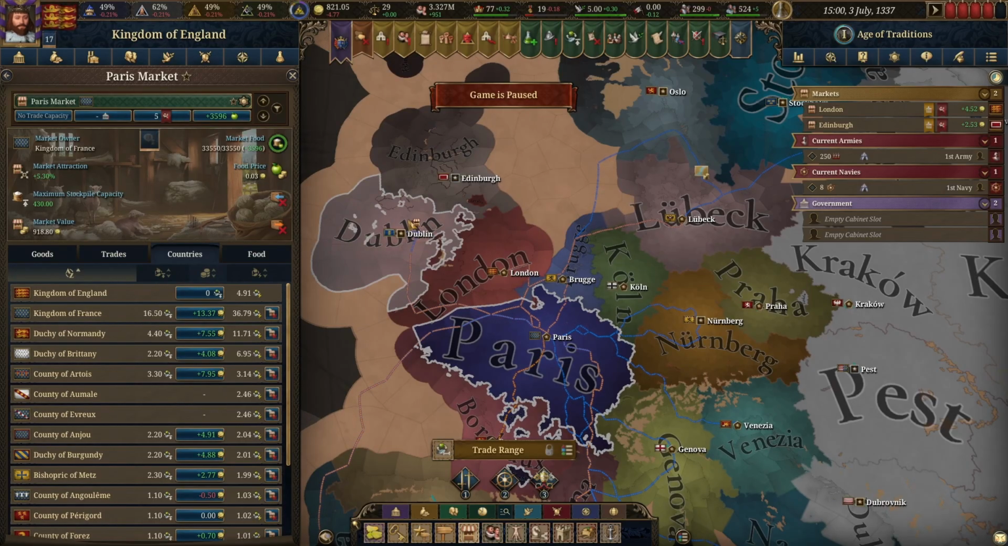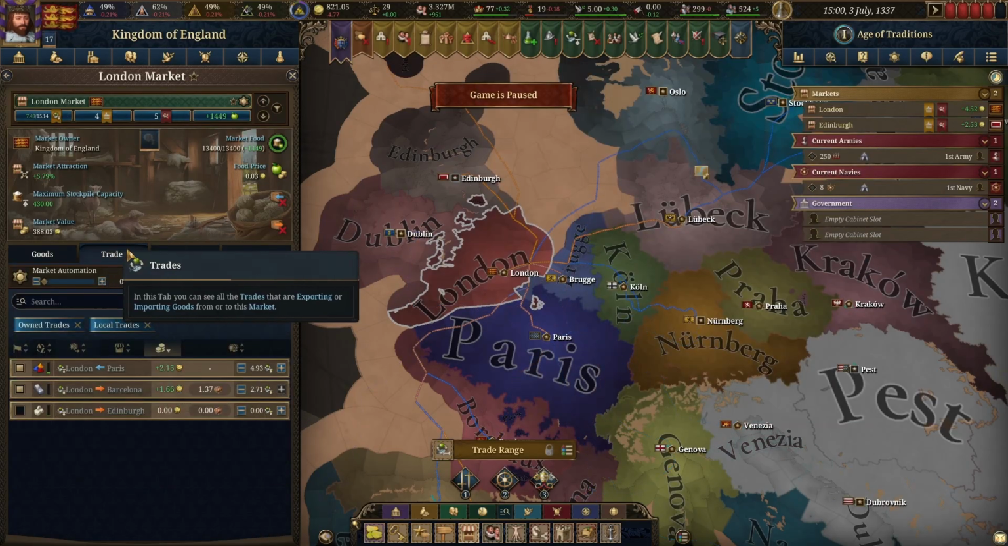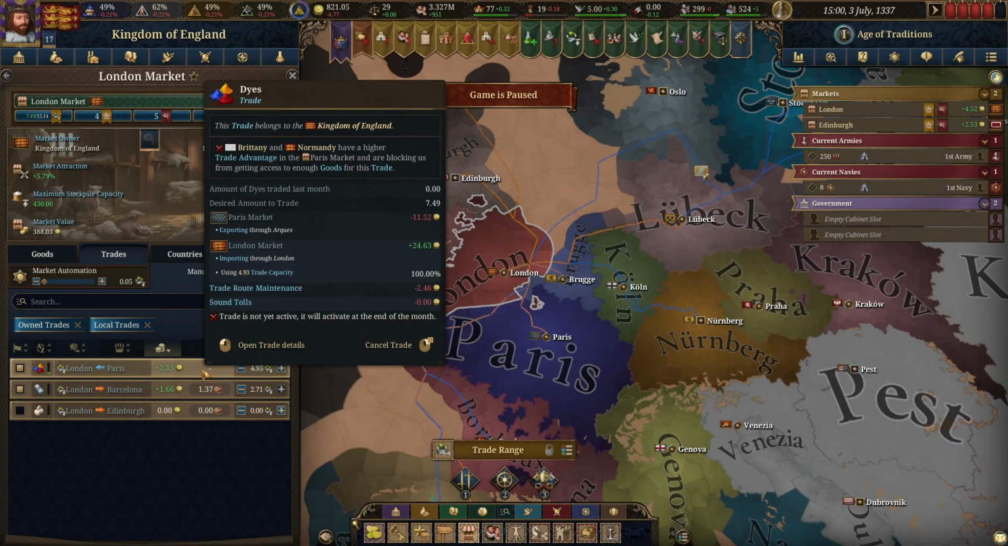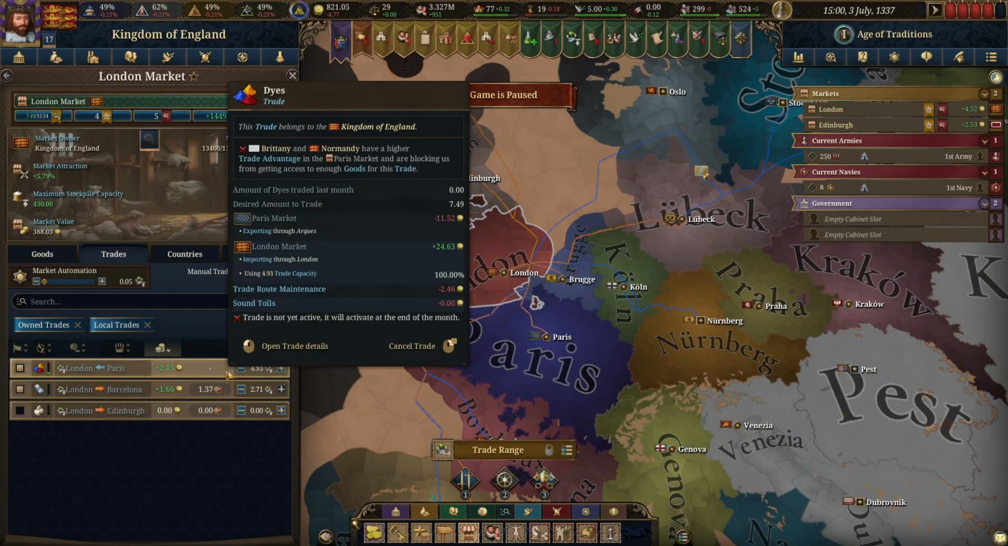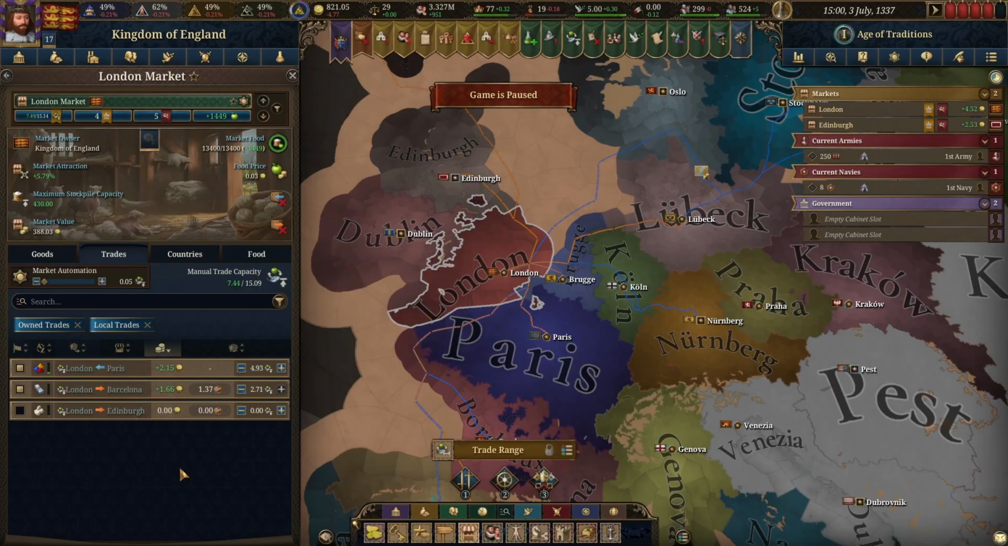We can see when I click back on our market and go to trades, that it actually prompts us here and says Brittany and Normandy have a higher trade advantage in the Paris market and are blocking us from getting access to enough goods for this trade. So we may not be able to get any goods at all, or we may see diminishing returns from this trade route that we just set up.